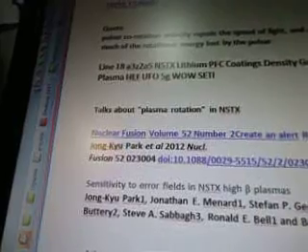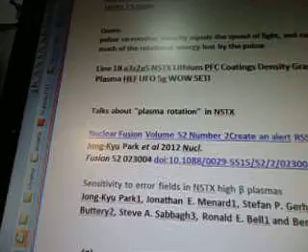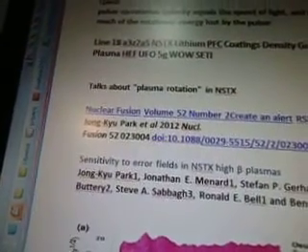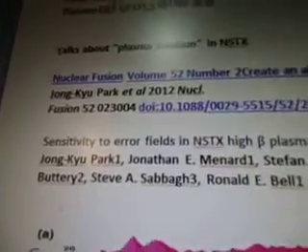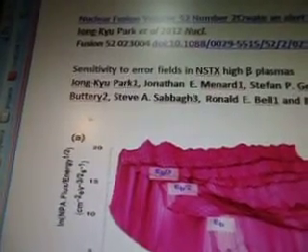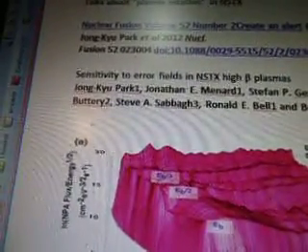So line 18A, 3Z, 2A, 5: NSTX, lithium PFC coatings, density, graphite, plasma, HEF, UFO, 5G, WOW SETI. Talks about plasma rotation and NSTX. And then this PDF file came up with it. Nuclear fusion from Jong-Kook Park, and sensitivity to error fields and NSTX high beta plasmas. Just for the record, this particular PDF did come up earlier in the data. I was going through the data and found it somewhere else.